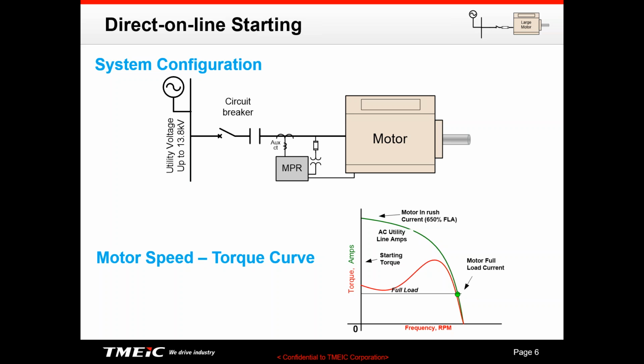And here at the bottom, you see the typical motor speed torque curve. This green line here is the motor inrush current. Typically the current is 650% of the motor full load amps. That's where you see the highest current, at zero speed. And this is your typical torque curve over the RPM.